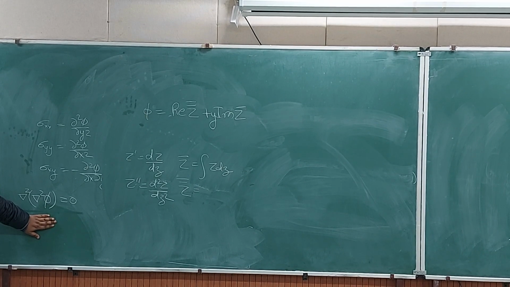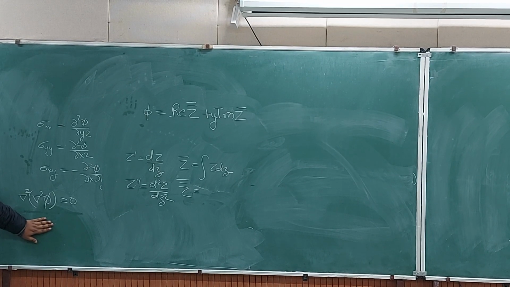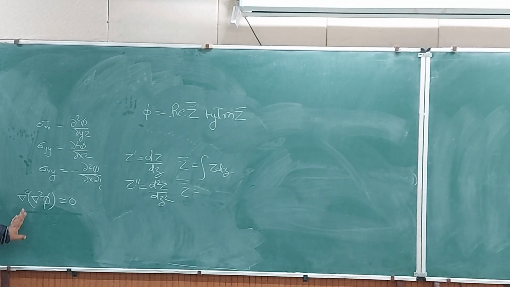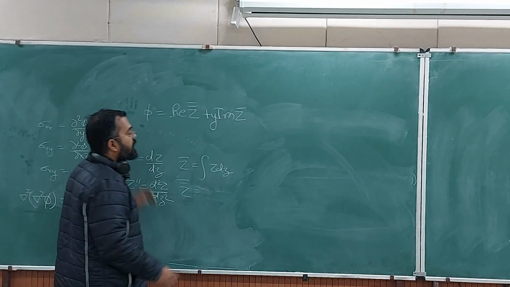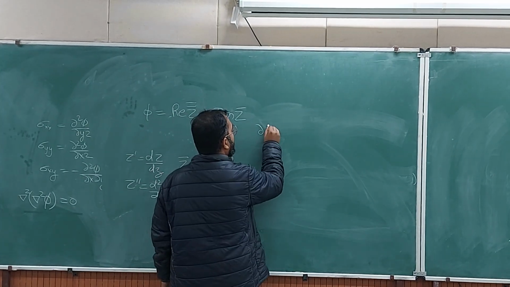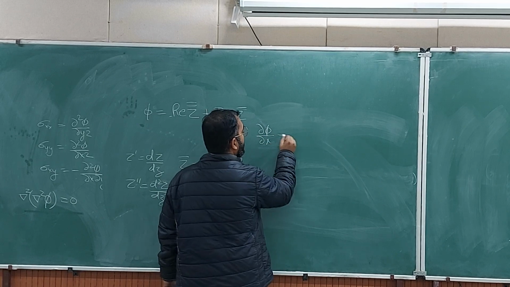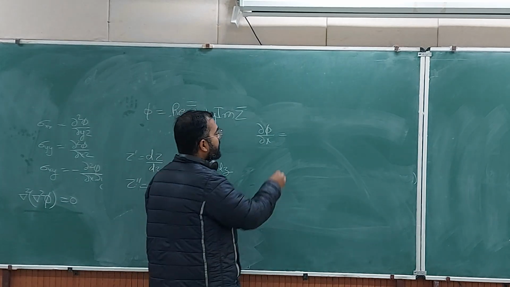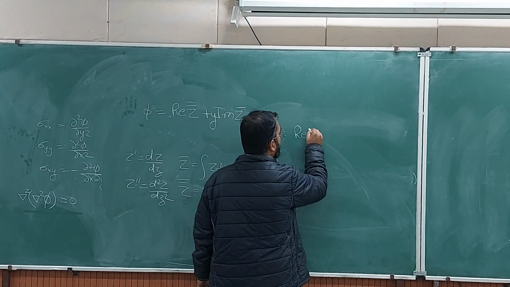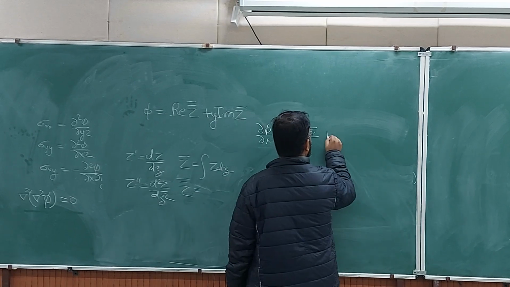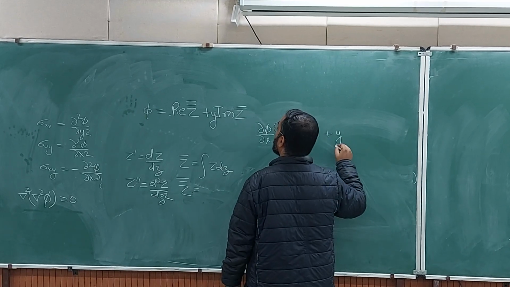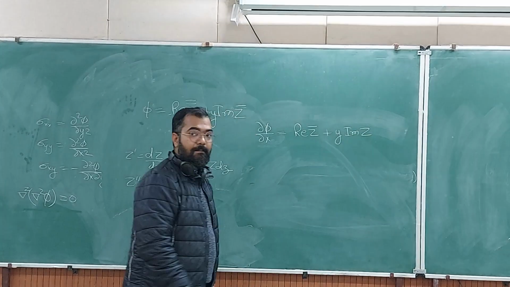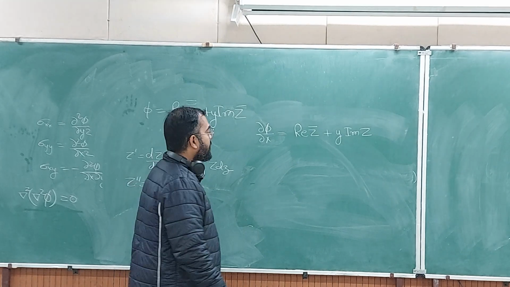So what do I need to do? I need to find out the terms which are there. So del 4 phi by del x4. That is what I have to find out. So let us do that. So first I will find out del phi by del x, if that is phi. So del phi by del x will be simply real part of z bar plus y into imaginary part of z. Okay.